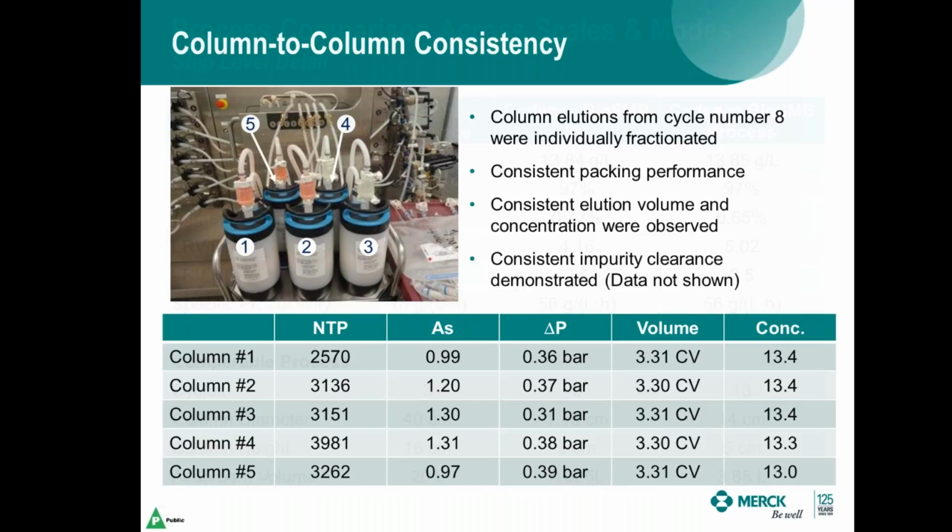However, if you look at from the process side, the elution pools were very consistent at 3.3 column volumes, and the concentration of the antibody that was captured here was within 10%, 13 grams per liter in those elution pools for each of the individual columns. If you were then to look at the HCP, DNA, and aggregates for those elution pools, again, they're very similar and basically indistinguishable from the data that was shown on the previous slide.